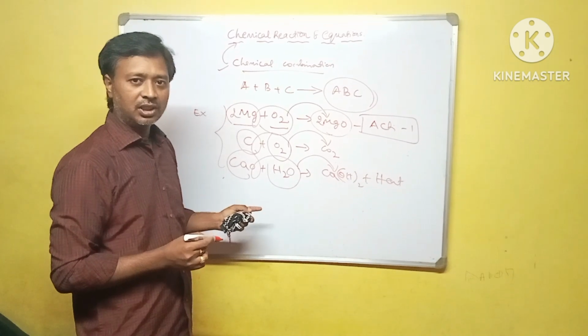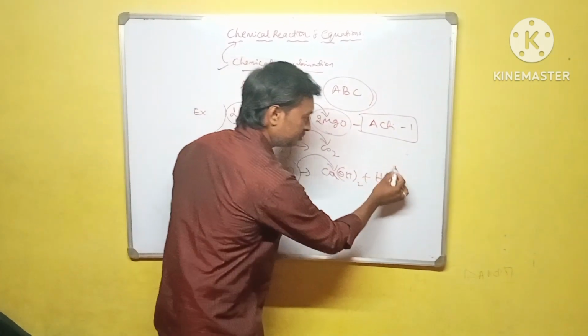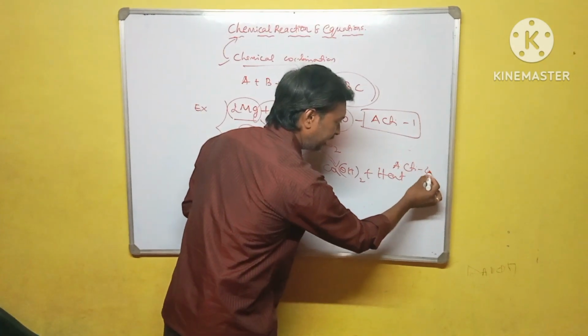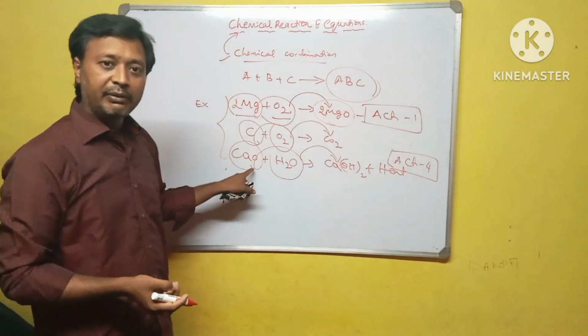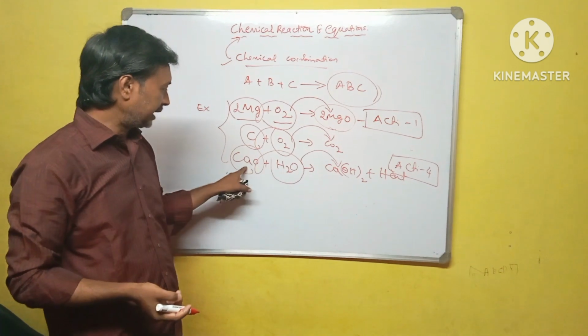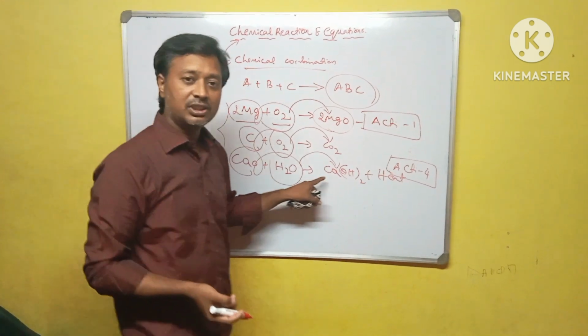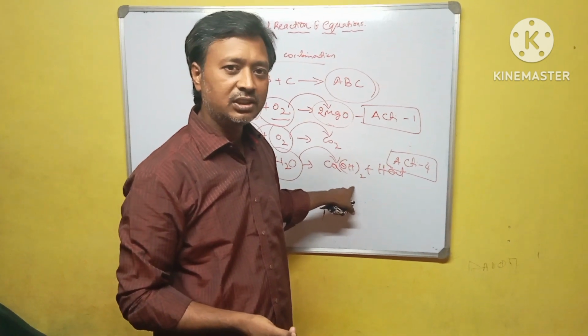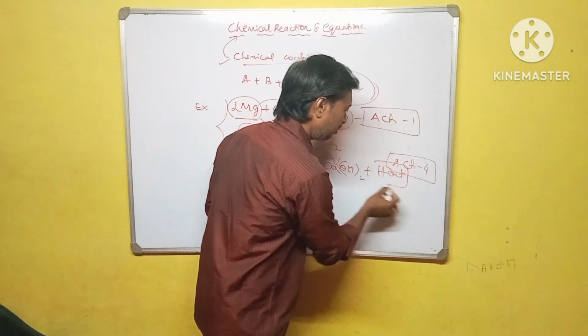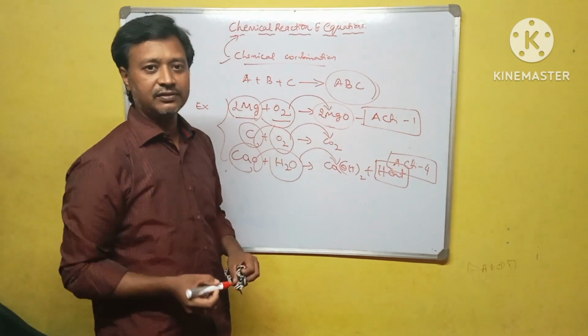Any doubt? In Activity 4, they have given that when we pour water onto calcium oxide, it produces calcium hydroxide and liberates heat.